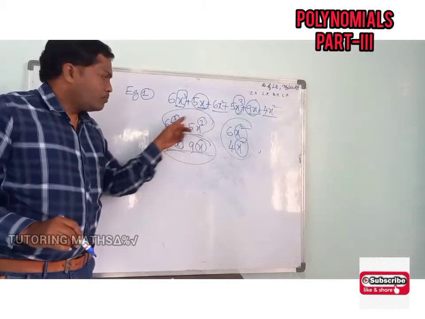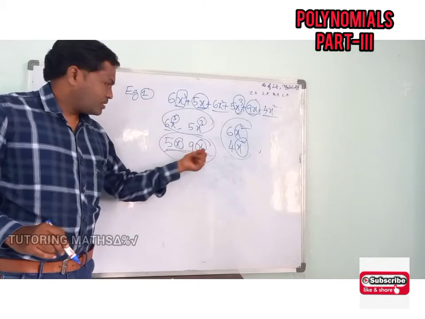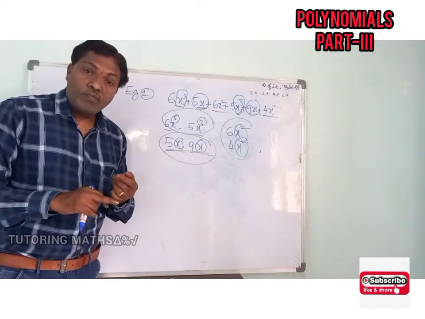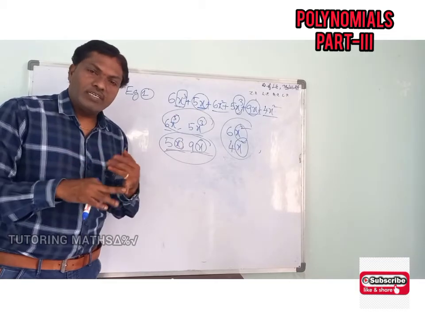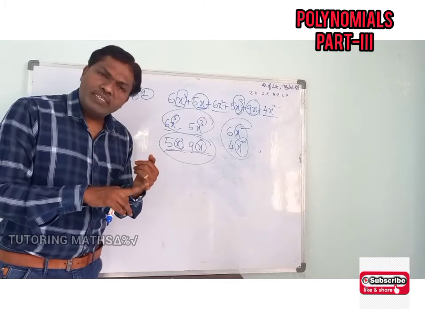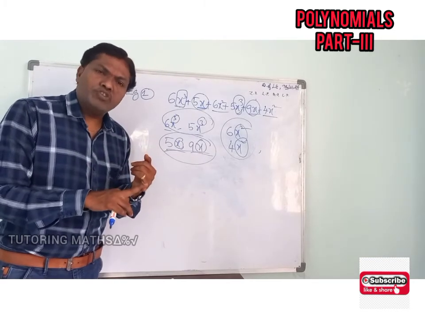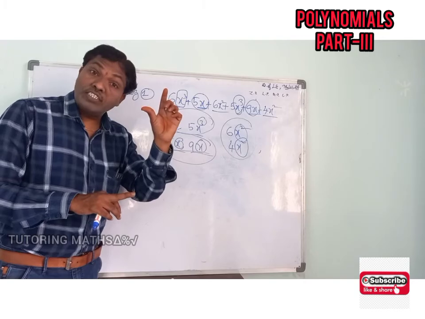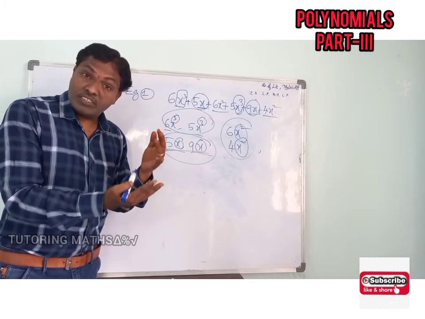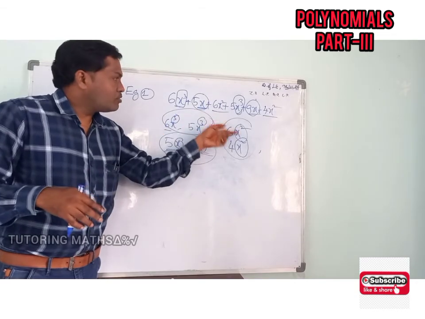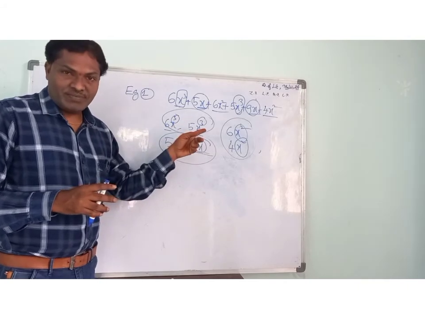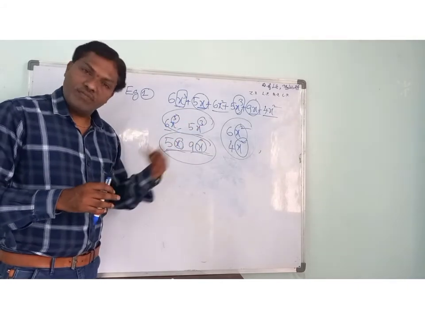So x cube terms are like terms, x and x, and x square and x square. Like terms you can identify easily. The variable, I mean the literal term, should be the same, and their exponents also should be the same. If the terms have the same variable with the same exponent, then the terms are called like terms. So this is the concept of like terms or like expressions.